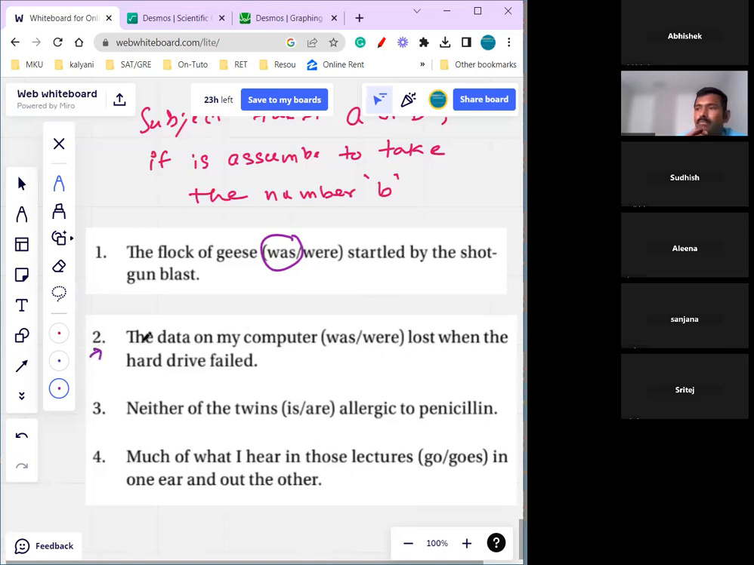What do you guys think? You guys are already putting the answers. Okay, go put the answer for number 2. Let's see, Sudesh, can you read number 2? The data on my computer were lost when the hard drive failed. What do you guys think? Put them in the chat box.